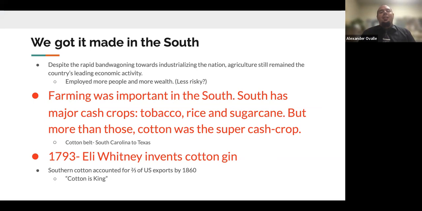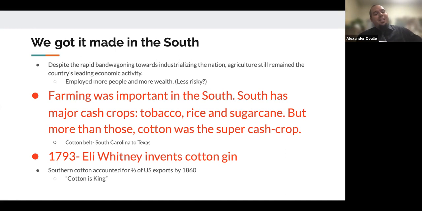Farming was important to the South. The South had major cash crops: tobacco, rice, sugarcane. And of all those, the most important was cotton. And there's a cotton belt where cotton grows the best, from South Carolina all the way south to Texas.